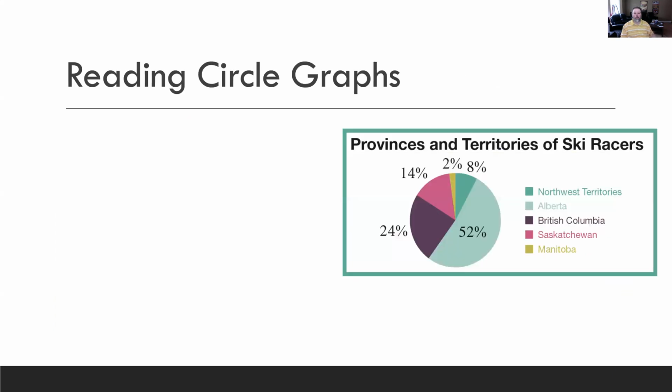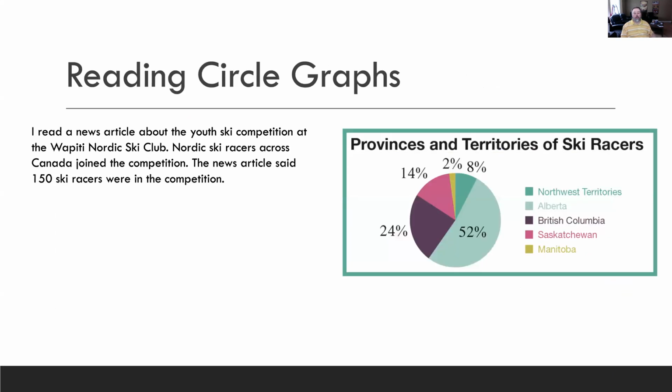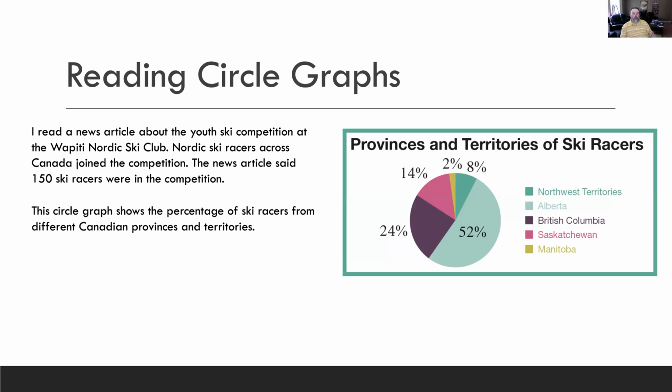Okay, reading circle graphs. So here's an example. I read a news article about a youth ski competition at the Wapiti Nordic Ski Club. Nordic ski racers across Canada joined the competition. The news article said 150 ski racers were in the competition. The circle graph shows the percentage of ski racers from different Canadian provinces and territories. I wonder how many ski racers there are from Alberta. So we know what the percentages are, but we'd have to do a little calculating to figure out how many ski racers are from Alberta.